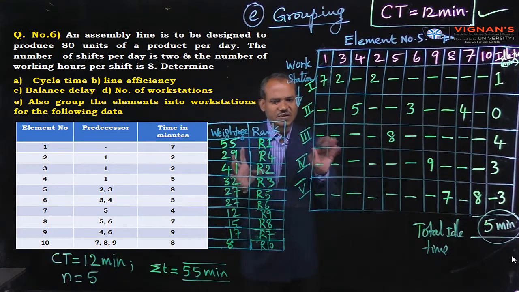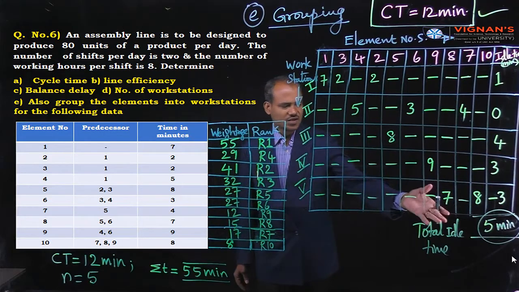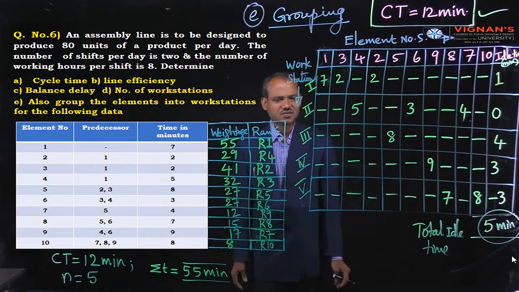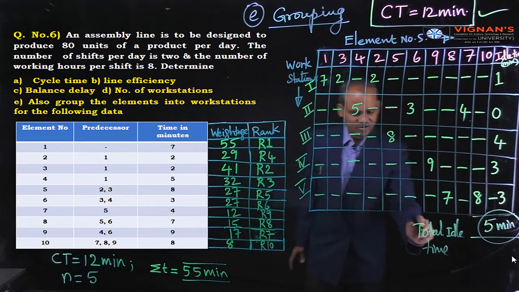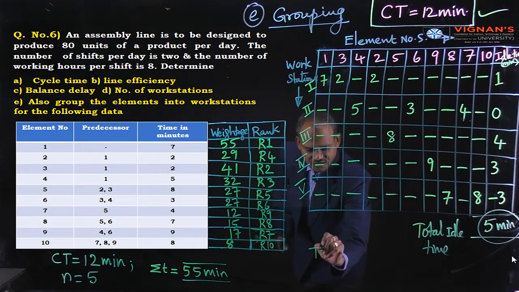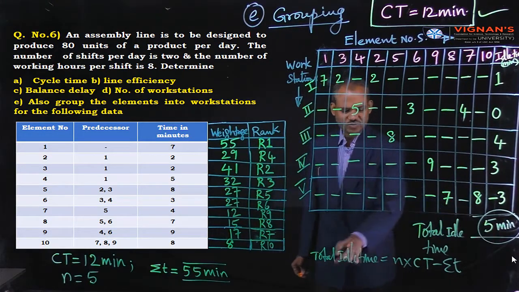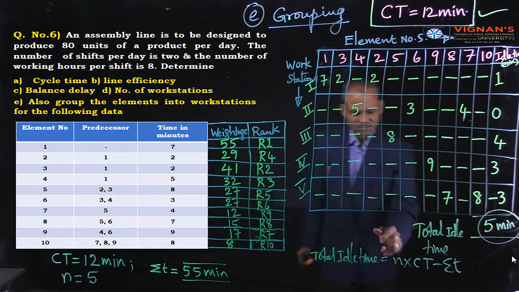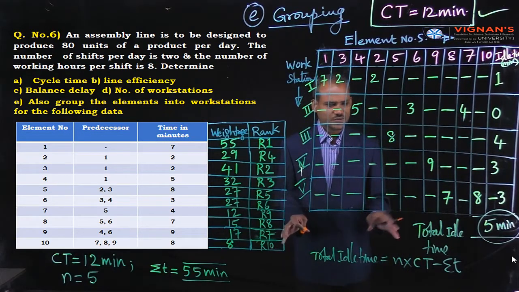Okay? We have completed this problem. But how to cross check whether the obtained value is correct or not? There is one cross check. You yourself can assess your answer quality. We have to cross check this total idle time with this formula to test whether the obtained value is correct or not.